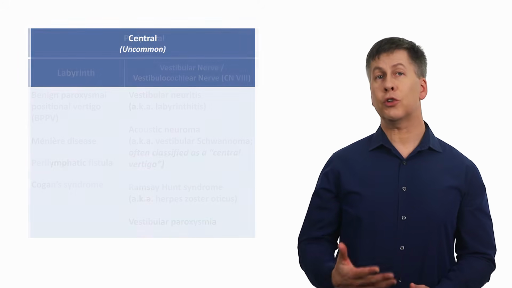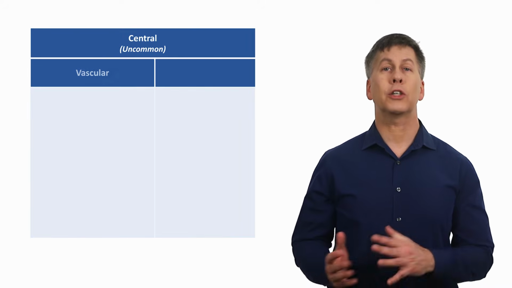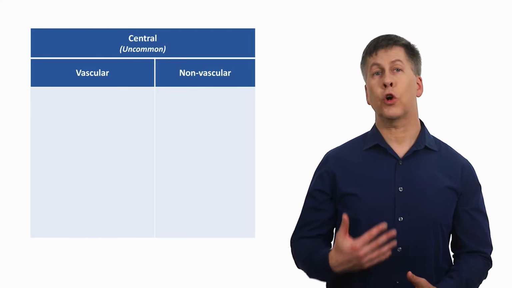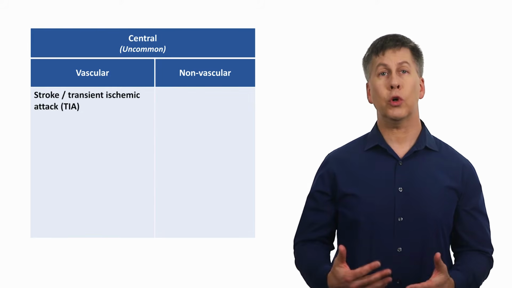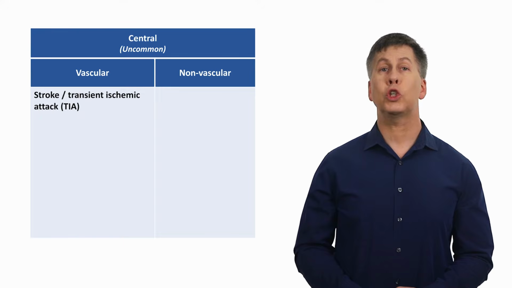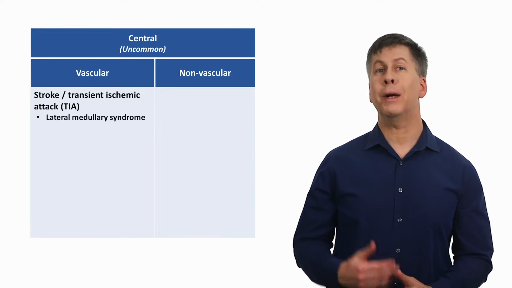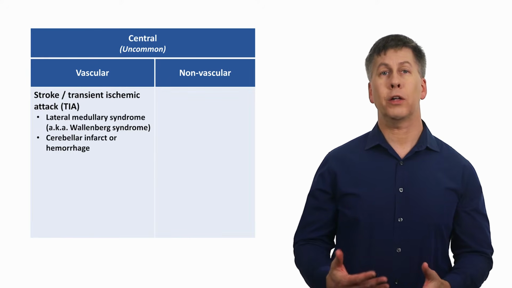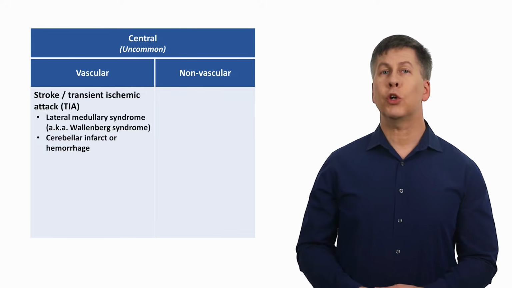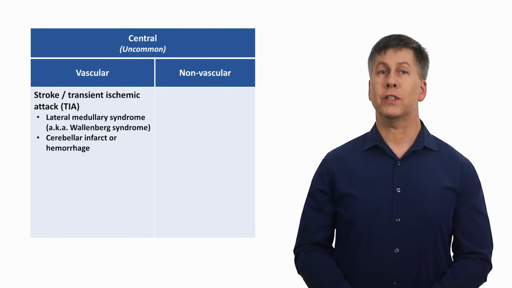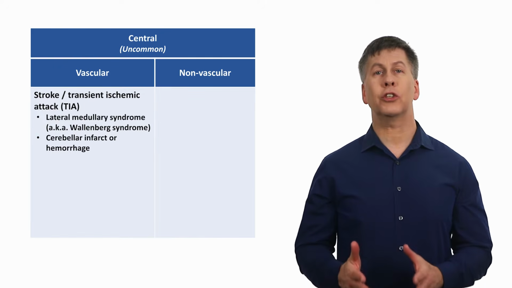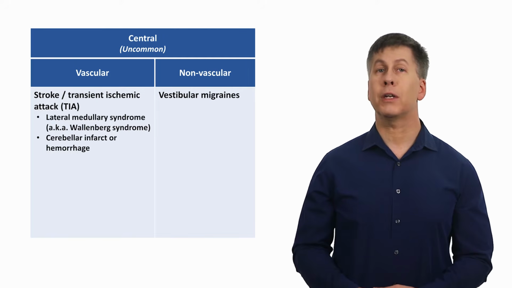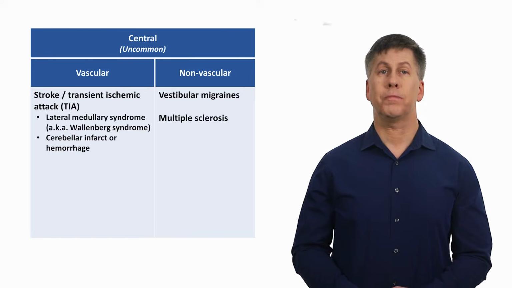Moving to the less common central causes of vertigo, they can be separated into vascular versus non-vascular etiologies. Among vascular causes, the most notable is a transient ischemic attack or stroke of the posterior circulation. Two specific entities here include lateral medullary syndrome, also known as Wallenberg syndrome, and infarcts or hemorrhage of the cerebellum. Both of these would almost always be associated with significant other neurological deficits. Among non-vascular central causes are migraines, which are called vestibular migraines when vertigo is a prominent symptom, and multiple sclerosis.